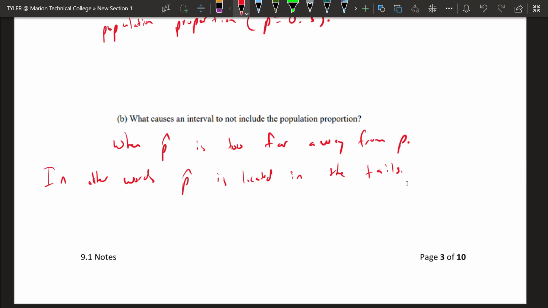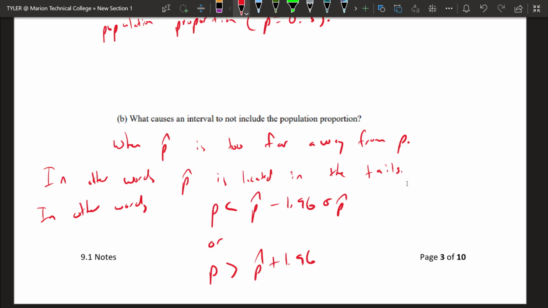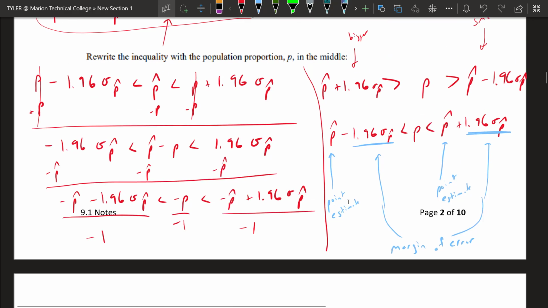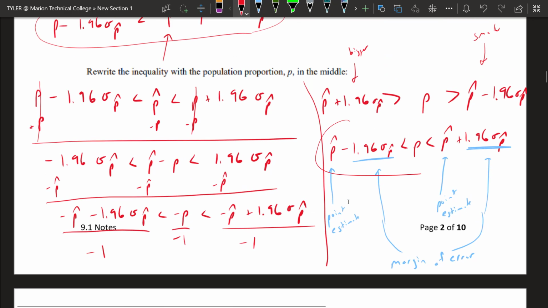right? So we could also say, in other words, P is less than p hat minus 1.96 times the standard deviation of p hat, or your P value is going to be greater than p hat plus 1.96 times sigma p hat, right? In other words, it doesn't fit in that interval that we just had. It's not contained inside of here, your P value.